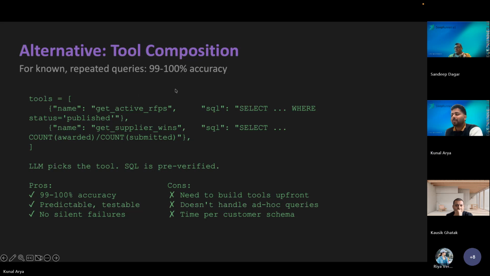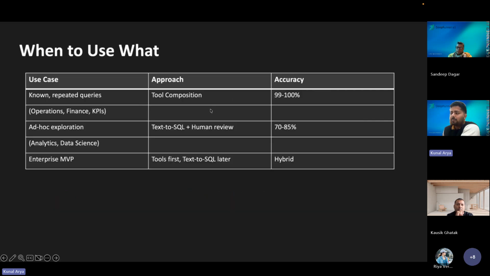Okay, continue. So this is the alternative. Where we know the exact repeated queries, we can also use tools, right? These are predictable and more accurate and are built upfront. So that is the con for it: they don't handle ad hoc queries, and obviously, to build these, it takes some time. But this is actually a good one for someone who has a limited schema and knows that these are the only questions that I'm going to answer. So that is when tool composition actually helps.